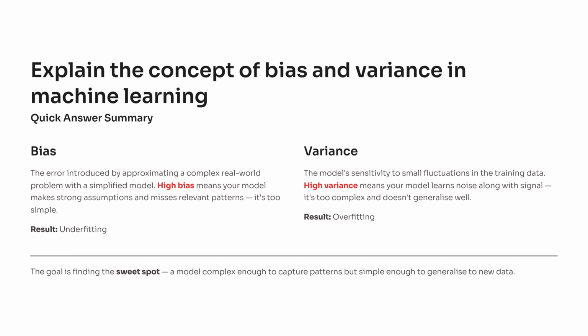When interviewers ask, "Can you explain bias and variance in machine learning?" they're testing whether you understand one of the most fundamental trade-offs in modeling. Here's a simple way to explain it.